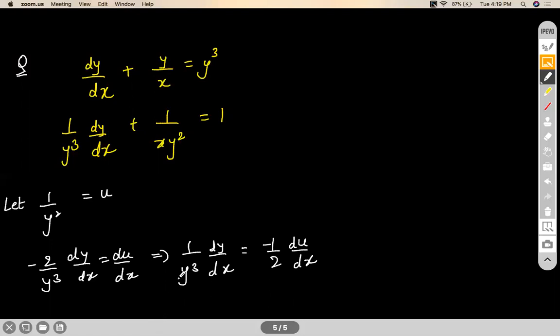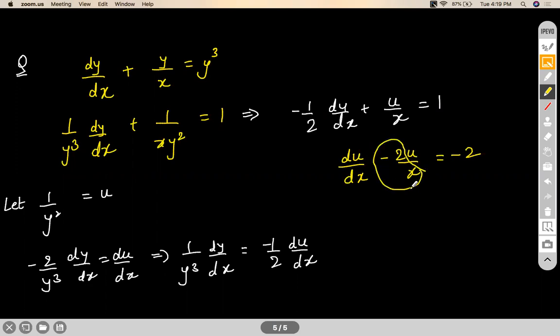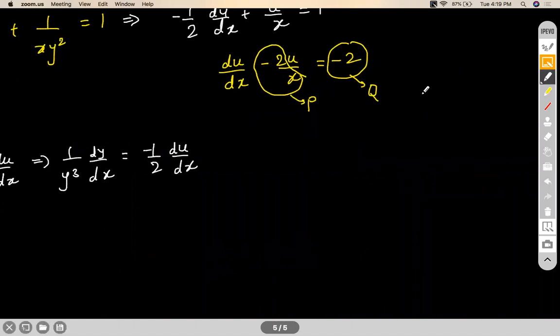Correct? Okay. So put it over here. So when you put it over here, you get minus half du by dx plus u by x equal to 1. Now multiply with a minus 2 throughout. So du by dx minus 2u by x is equal to minus 2. Now it is fine to take this as your p and this as your q. Remember, constant terms can always be taken as functions of any variable. So now you can proceed with your normal method.